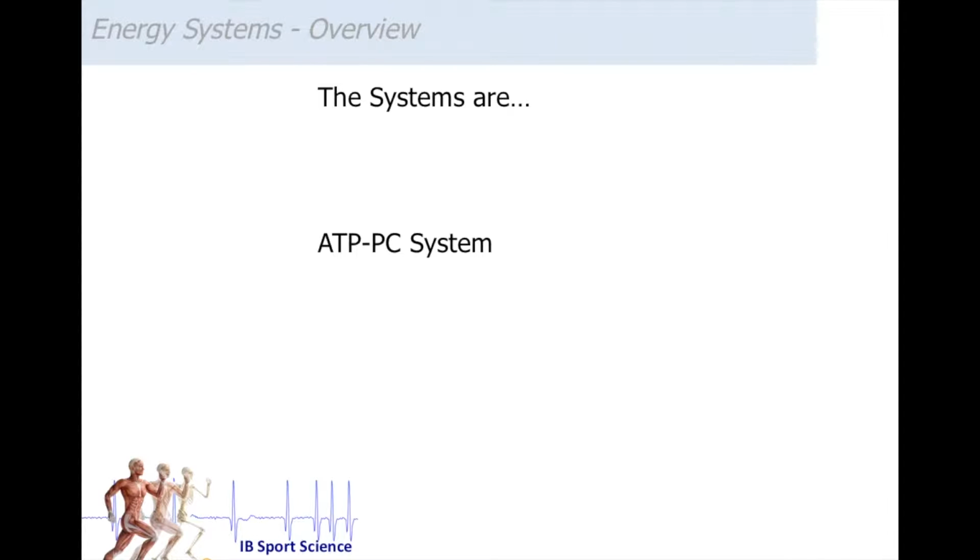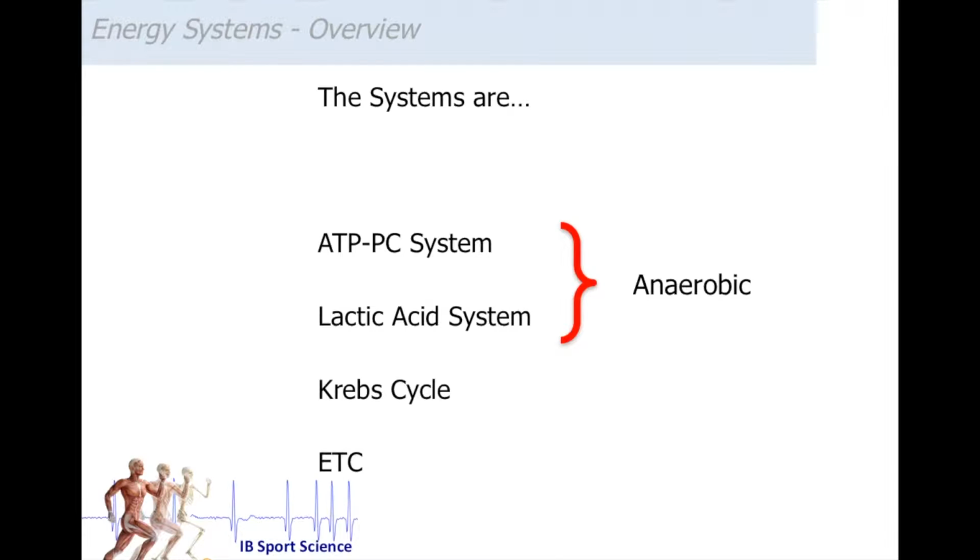So we have the ATP-PC system, the lactic acid system, and then the Krebs cycle and the electron transport chain. Now the first two of these, the ATP-PC system and the lactic acid system, are anaerobic, so that means that they don't require the presence of oxygen. The second two, the Krebs cycle and the electron transport chain, are aerobic, so they do require the presence of oxygen to completely break down the glucose and provide energy.